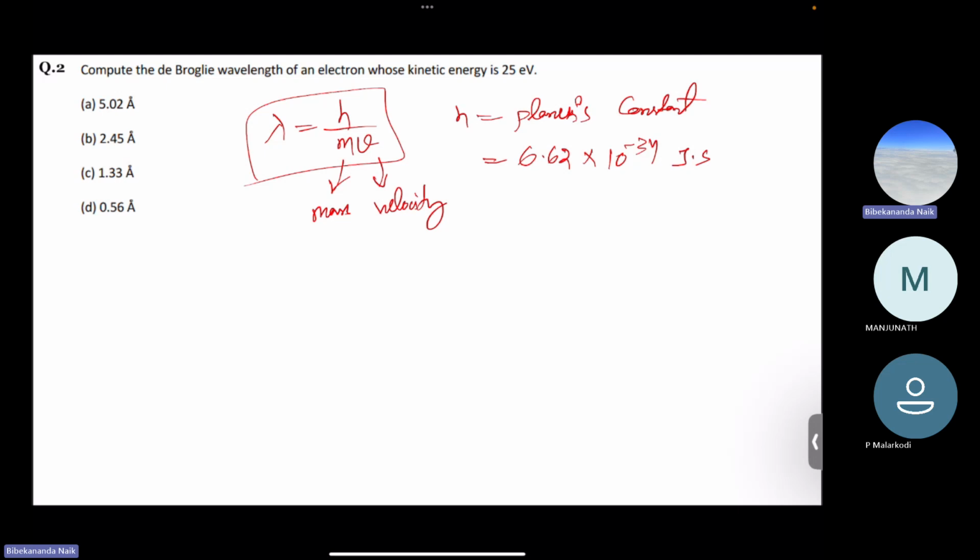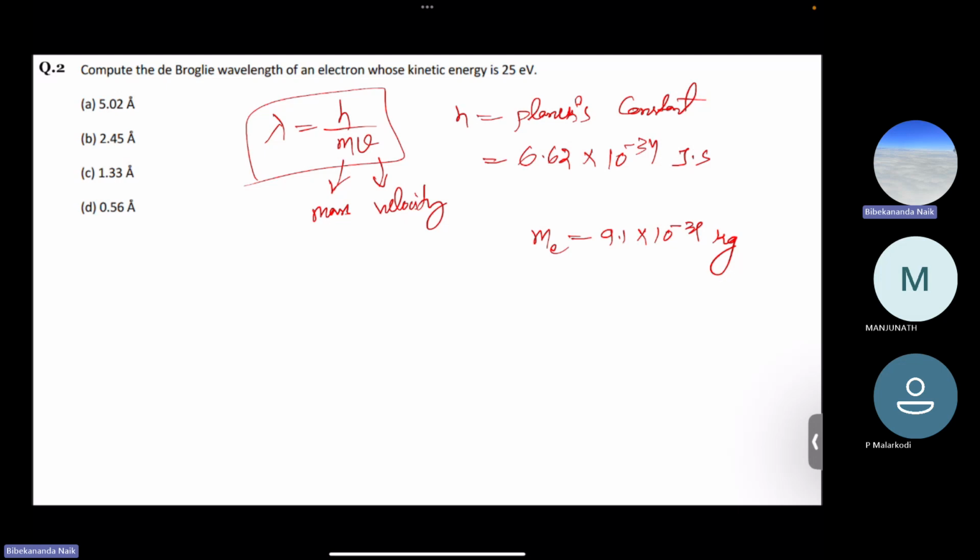Now if we talk about this particular case, since we don't have the expression for v, because we know electron means we have the mass of the electron. Can anyone tell me what is the mass of the electron? Yes, 9.1 into 10 to the power minus 31 kgs. So this is the mass of the electron. Now we need to find out the value of velocity.